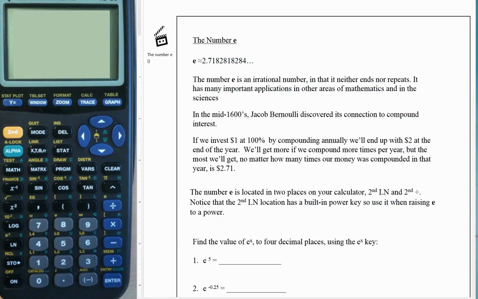Now we're going to talk about a new number that you may have seen before and you may never have seen before, and that's okay. We're going to talk about the number E. Okay, I know you're all thinking E's not a number, it's a letter. Emily's lost her mind.